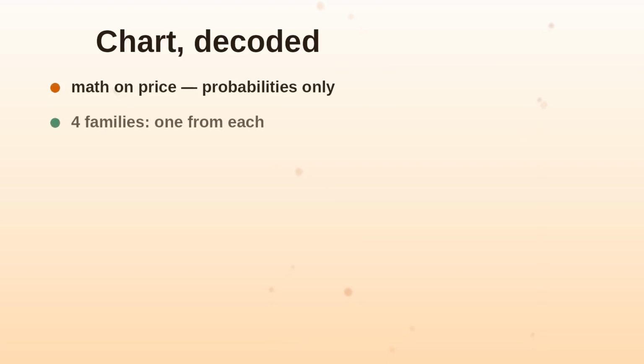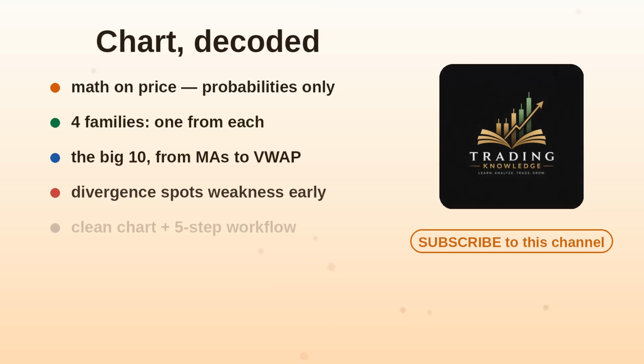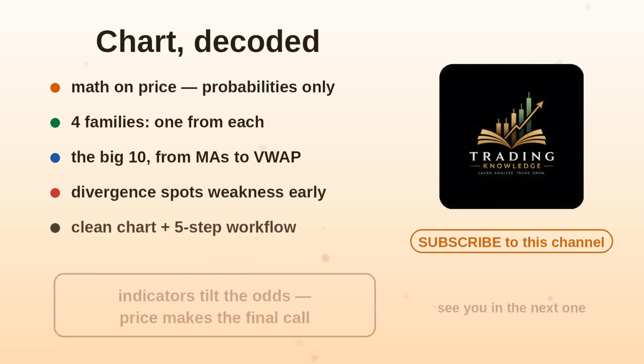Let's recap. Indicators are math on price and volume, probabilities never promises. 4 families, trend, momentum, volatility, and volume. Build your toolkit with one from each. You now know the Big 10, moving averages, MACD, RSI, Stochastic, Bollinger Bands, ATR, volume, OBV, VWAP, and Fibonacci, plus Divergence, the signal that spots weakness early. Keep the chart clean, follow the 5-step workflow, and let price make the final call.